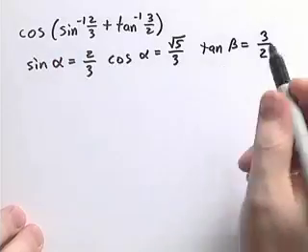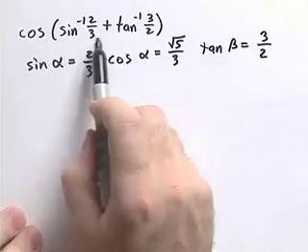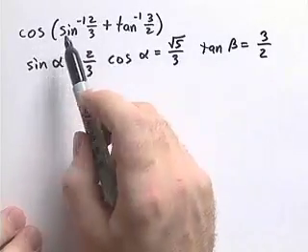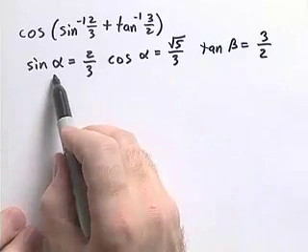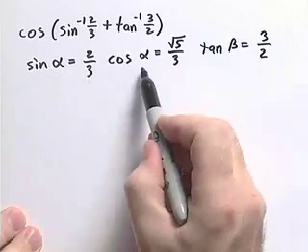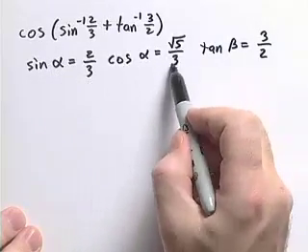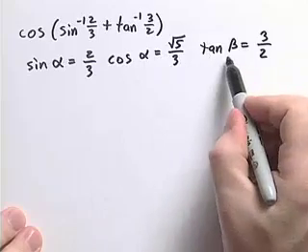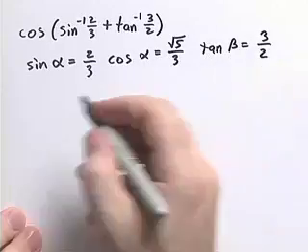Now that we've found the tangent of beta, we also need to find the sine of beta and the cosine of beta so that we can finish our problem. Here we've rewritten the expression that we'd like to evaluate. We've also got the sine of alpha is equal to 2/3, cosine of alpha is equal to the square root of 5 over 3, and tangent of beta is equal to 3/2.